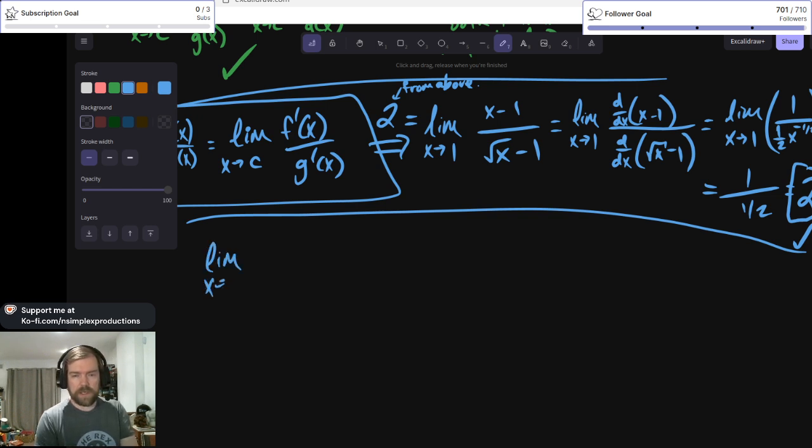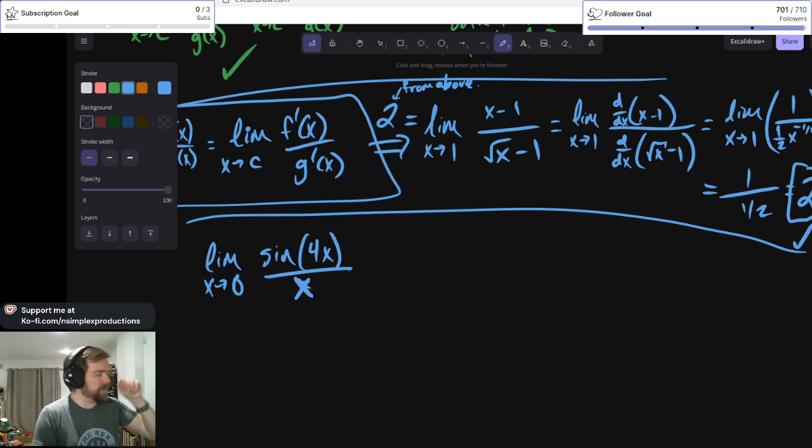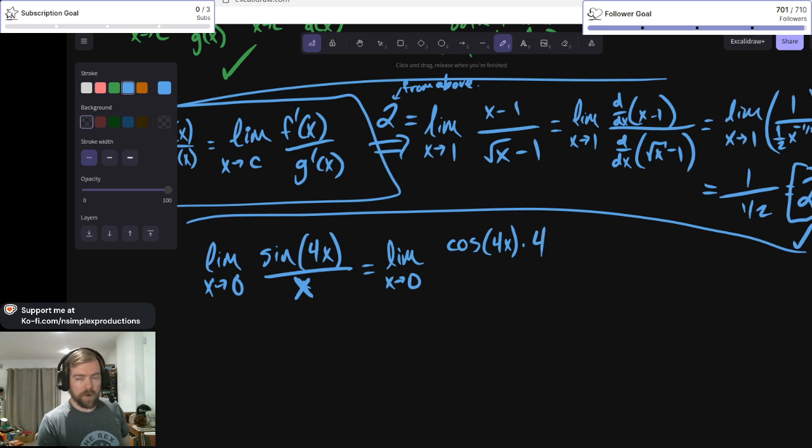So this is going to be the limit as x approaches 0 of the sine of 4x over x, which is going to be the same as the limit as x goes to 0 of, take the derivative of each bit. So the sine of 4x is going to be cosine of 4x times 4 divided by, take the derivative of x, it's 1. Right, so as x goes to 0, cosine of 0 goes to 1, and so we get 1 times 4 over 1, which is just 4.